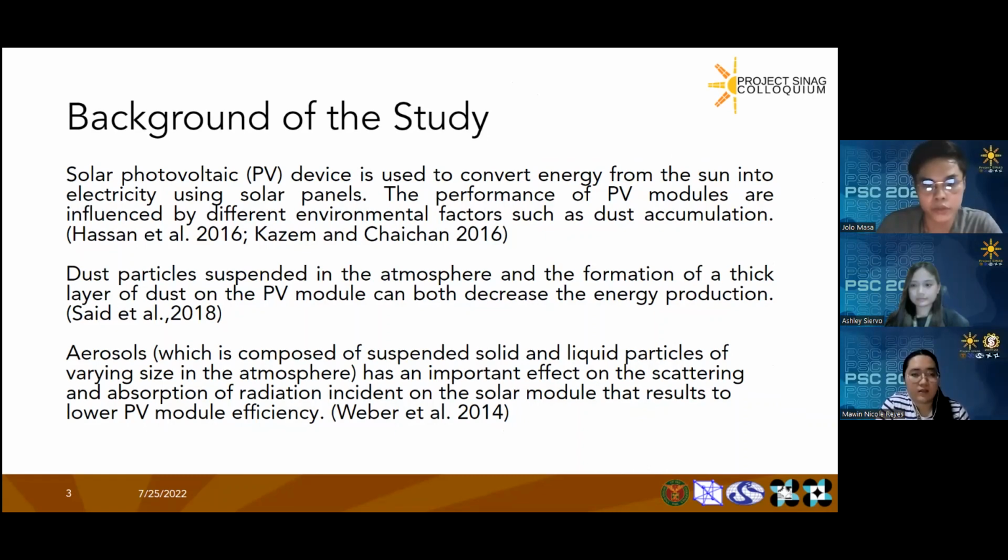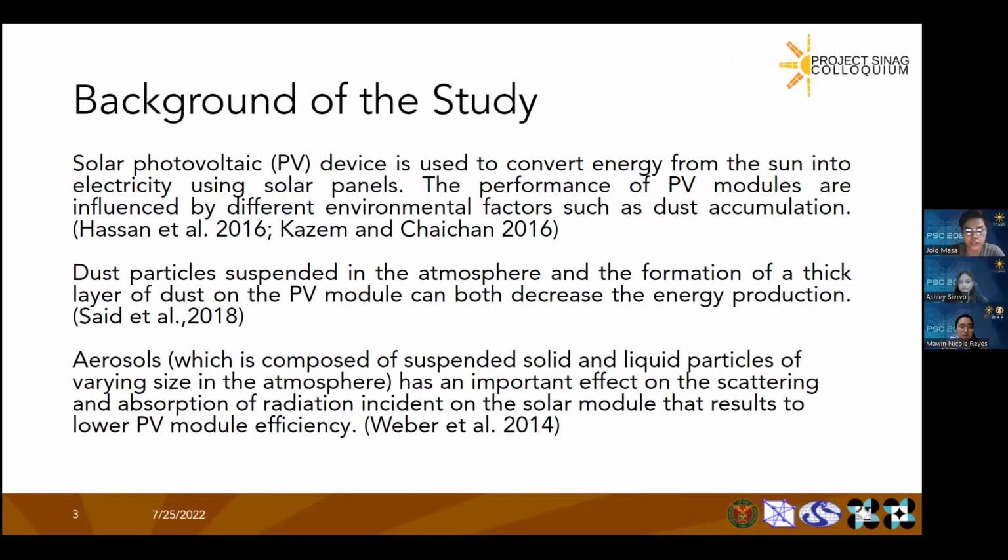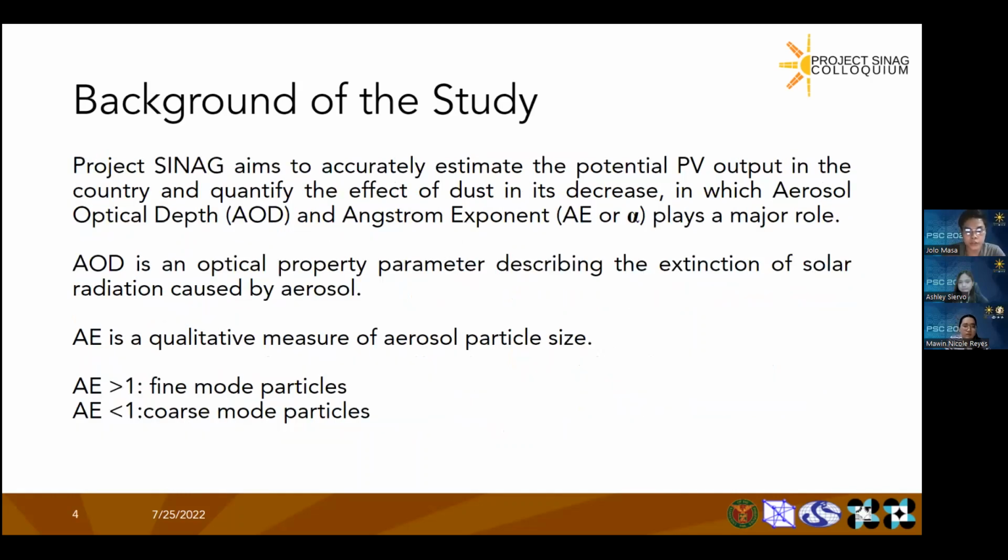Aerosols are composed of suspended solid and liquid particles in the atmosphere. This causes a reduction in solar radiation that reaches the Earth's surface. Aerosol optical depth is an optical parameter describing the extinction of solar radiation caused by aerosols. Variations in AOD can be observed in different seasons, climates, locations, and varying local factors such as emission and human activities. Angstrom exponent is a qualitative measure of aerosol particle size.